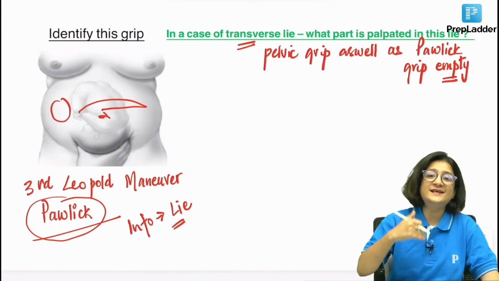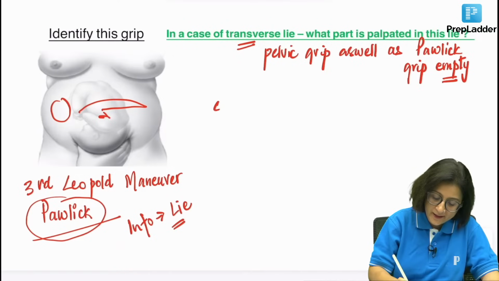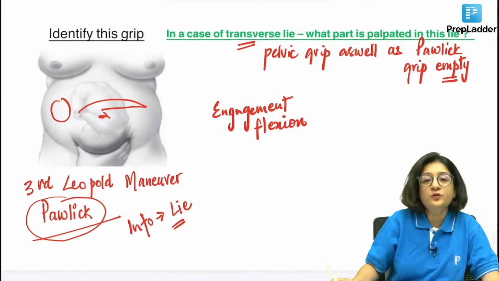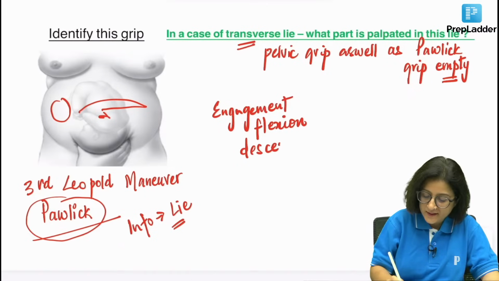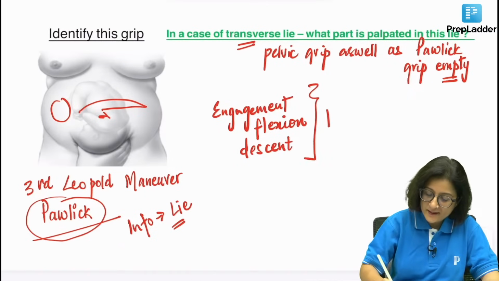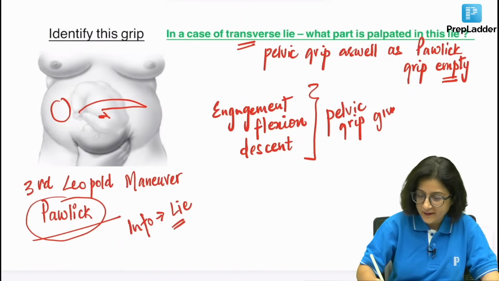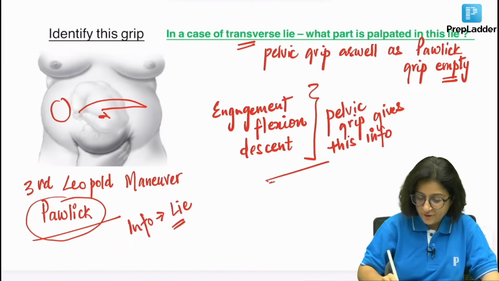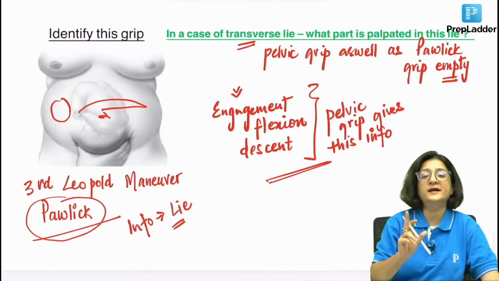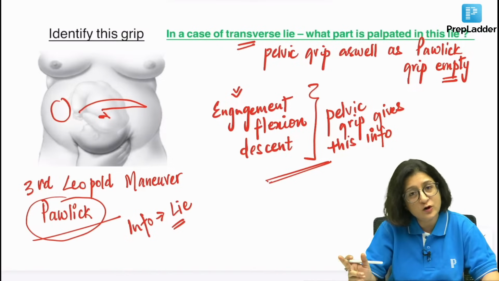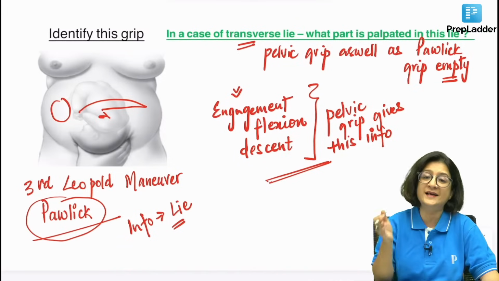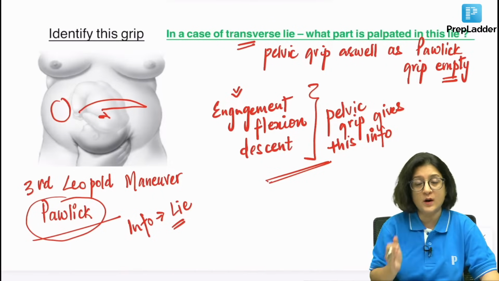But if you want an exact idea about engagement, if you want an idea about the degree of flexion, if you want to have an idea about the descent, then it is the pelvic grip which gives you information. Pelvic grip gives this information. All right, for that we will have to go for the pelvic grip, which is the fourth Leopold maneuver, in which both the hands are used, not just one hand.